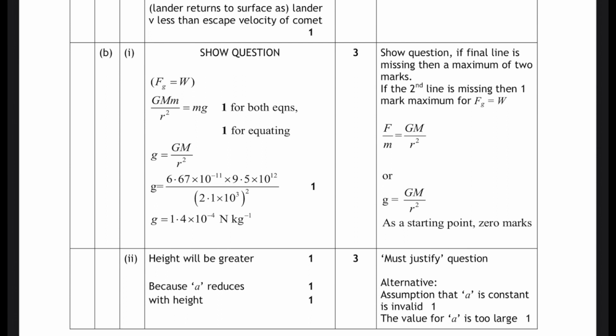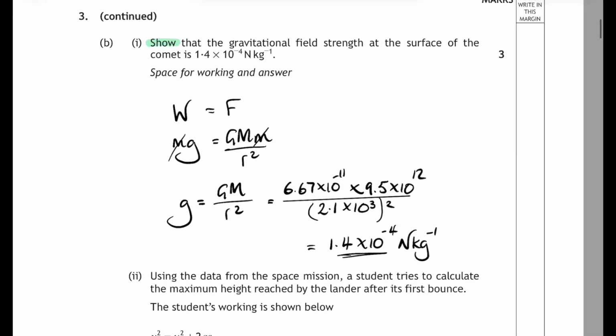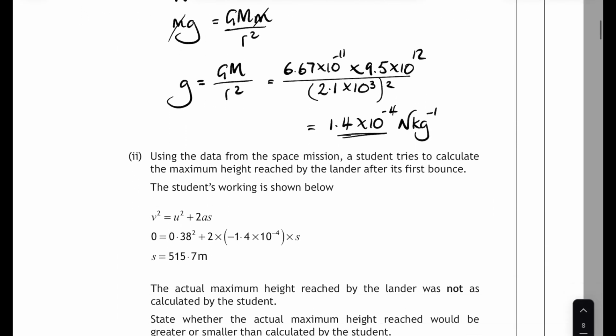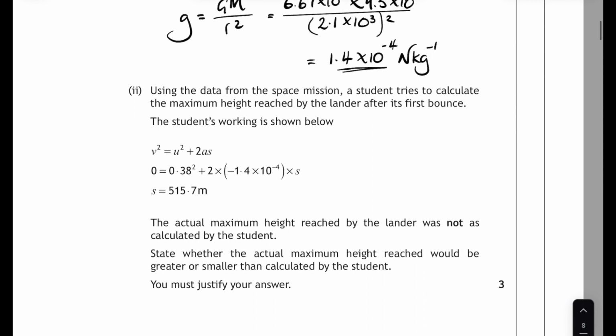If the second line was missing, then you're only getting 1 mark for the statement that the gravitational force is equal to the weight. And here's the sore one. If you start off with g equals GM over r squared, you're going to get 0, because that isn't on the relationship sheet. You've got to start with relationships from the relationship sheet.